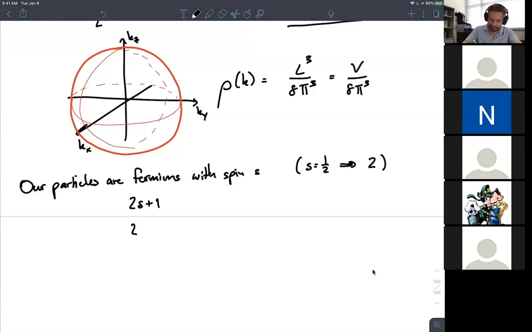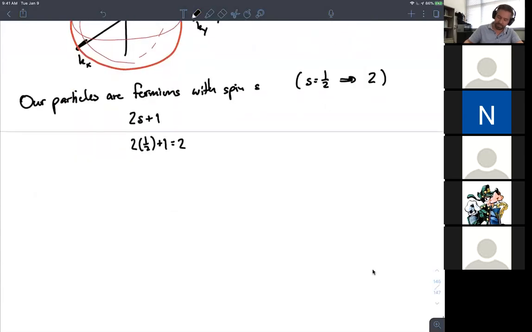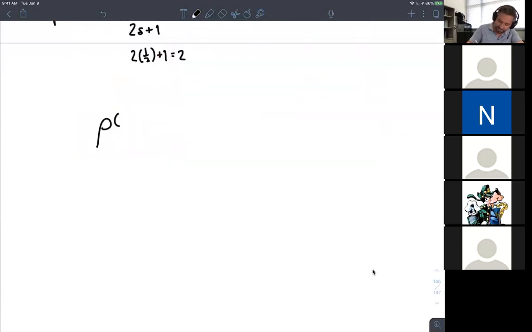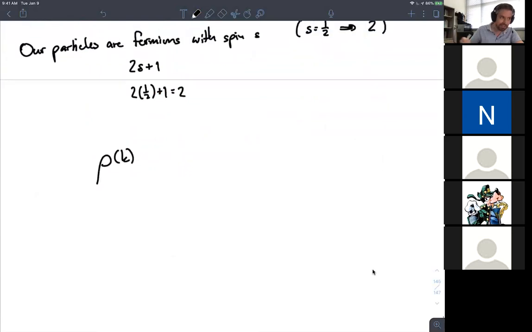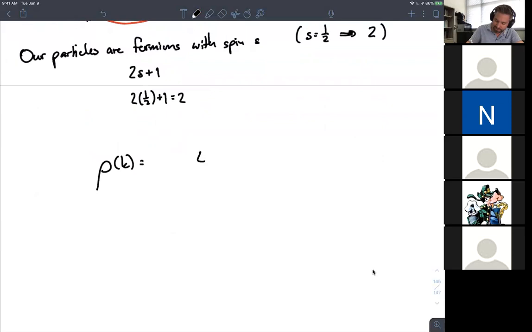So you can try it out for yourself. If s is equal to a half, this gives you 2 spin states. If s is equal to 3 halves, you can plug that in and you'll get 4 possible spin states. So the degeneracy of the number of spin states at each grid point is given by 2s plus 1. That implies that when we write down the density of grid points in our space, it is what we had before, L cubed over 8 pi cubed, and then we just multiply by 2s plus 1.